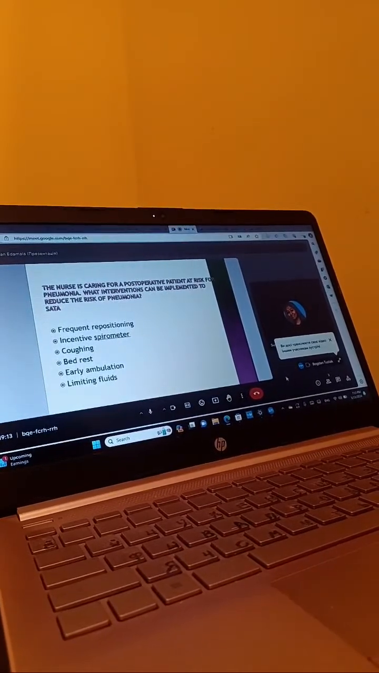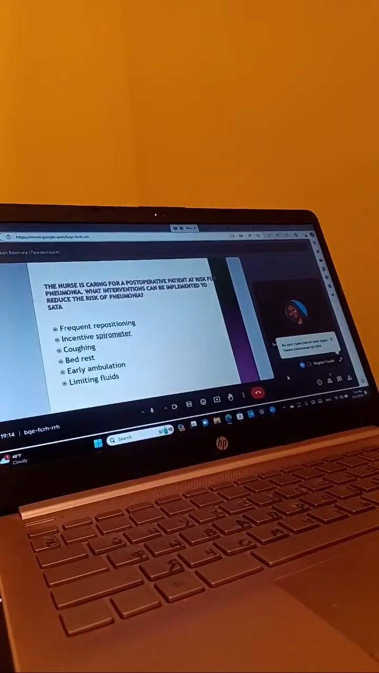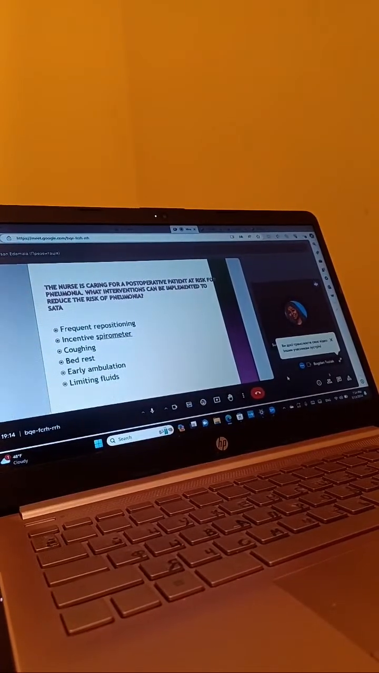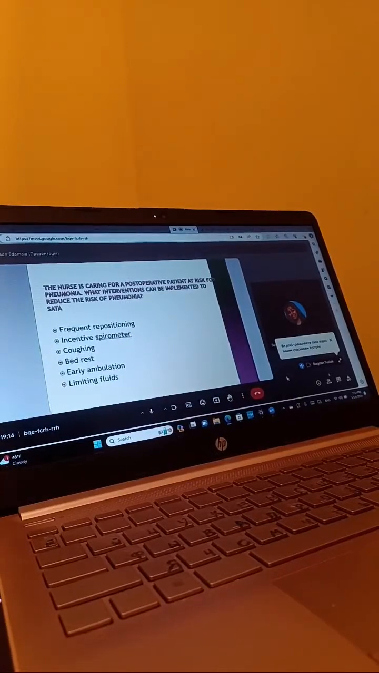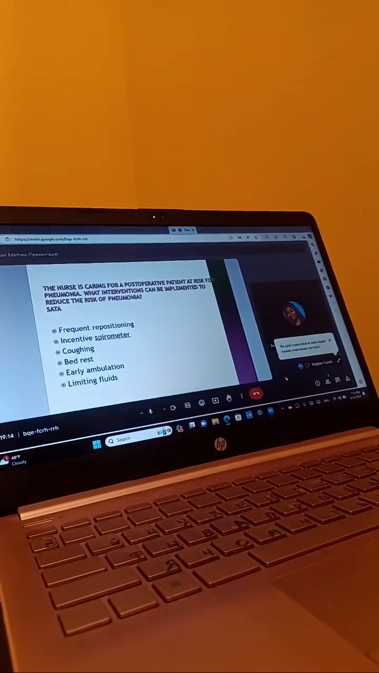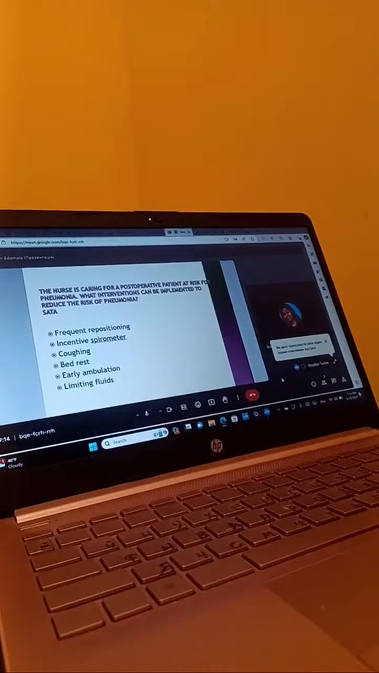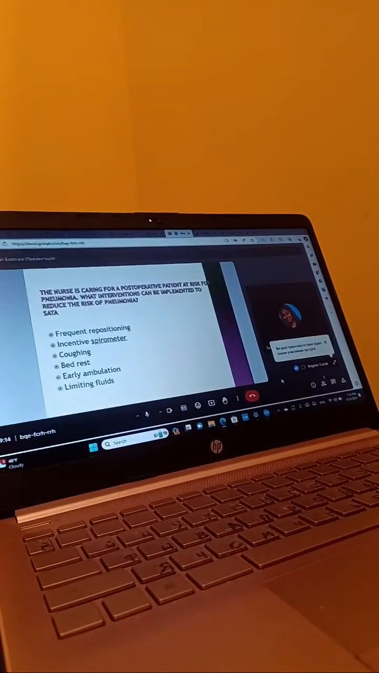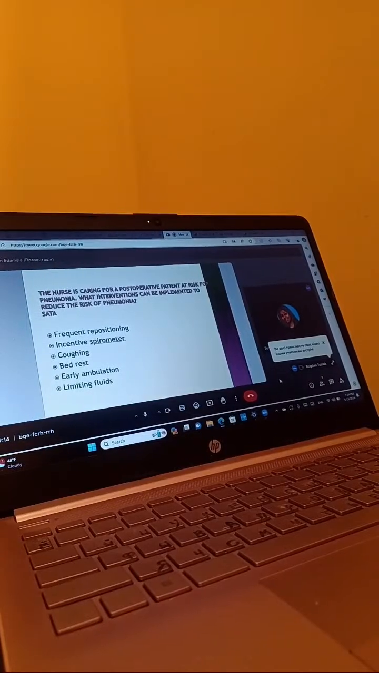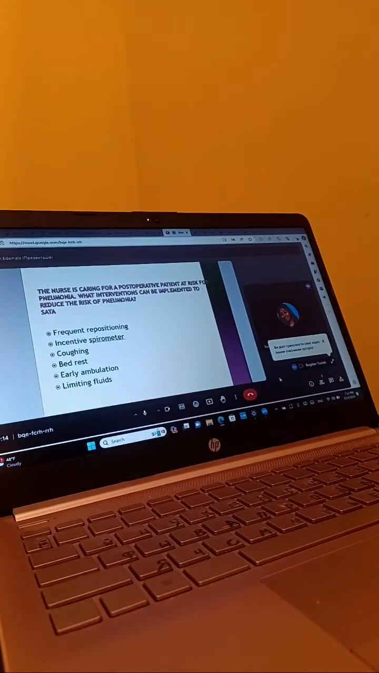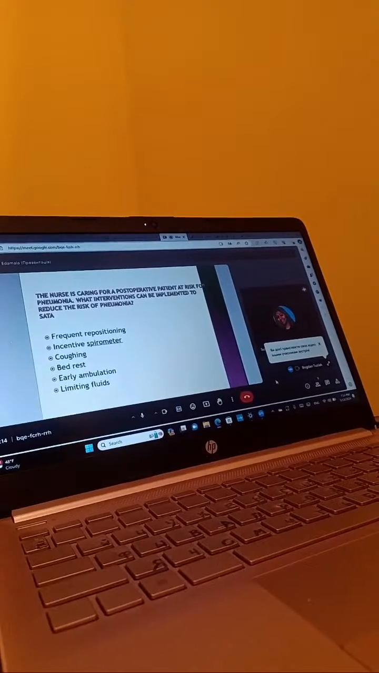Coughing. Yes, coughing is good. You have to make them cough and deep breathe. Bed rest? No, it's better to move the body. Early ambulation. Yes, we must ambulate the person more quickly. This is the opposite of bed rest, right? Bed rest is bad. Early ambulation is good. Limiting fluids? No.